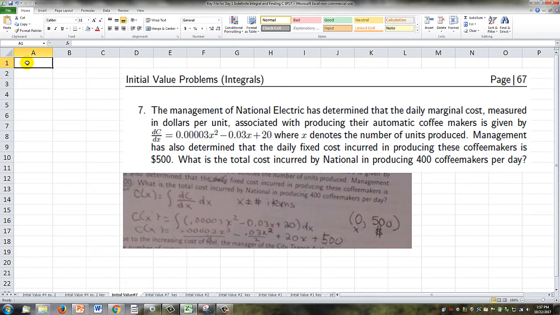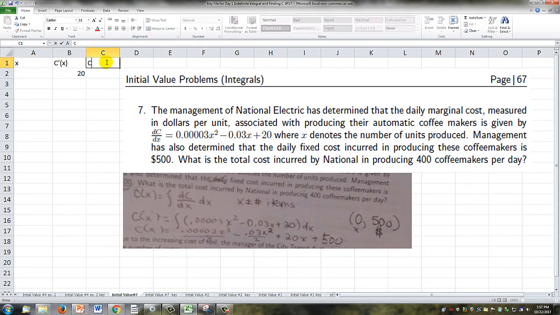Okay, so now I have 2 functions that I can work with, and I'm just going to put both of them in. So my derivative is 0.00003 times x squared minus 0.03 times x plus 20.